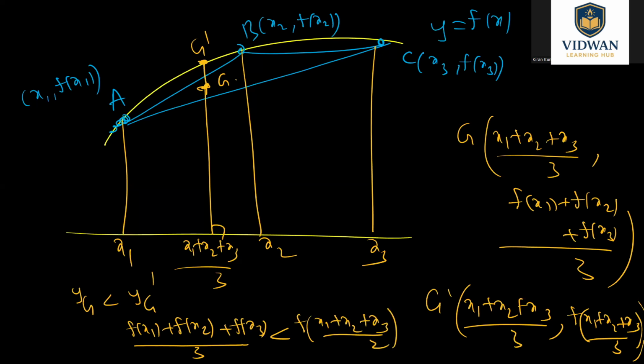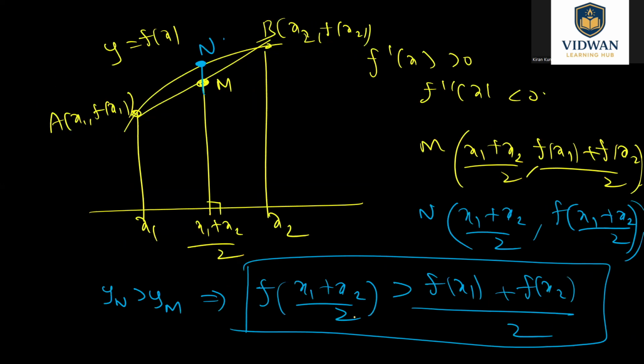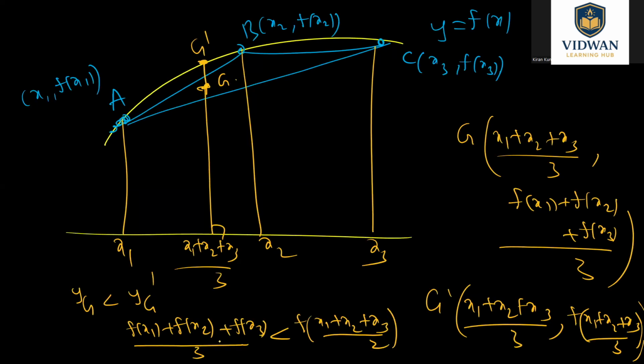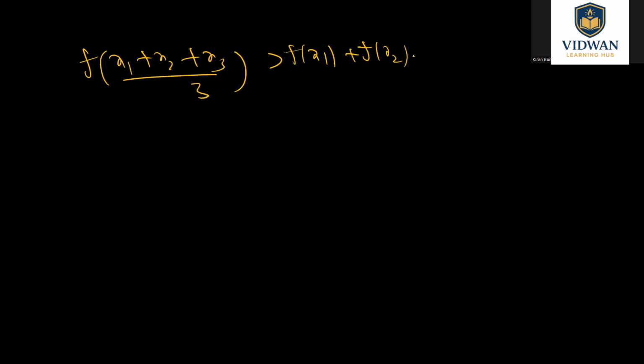So if you just go back and see, whatever result you got with 2 points, you got here too, greater than or less than. Here you got greater than. And here, which one should I write first? I wrote it the other way. The same thing only. So what does this conclude? f of x1 plus x2 plus x3 by 3 is greater than f of x1 plus f of x2 plus f of x3 by 3.